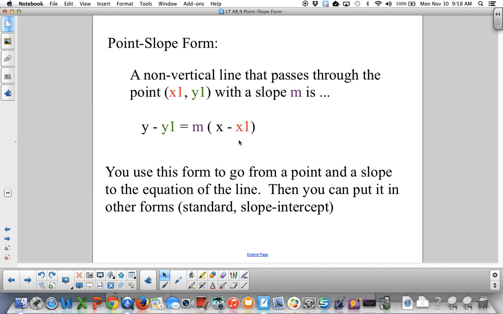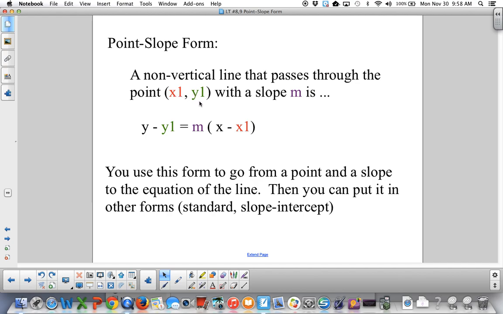It's interesting that we only need a point and a slope to put it in point-slope form. Very creative name. You use this form to go from a point and a slope to an equation of a line. This equation is sometimes what I consider maybe an ugly equation because we're used to y equals mx plus b, slope-intercept form. But this allows us to get an equation nonetheless, and we could change it to slope-intercept form from this equation.